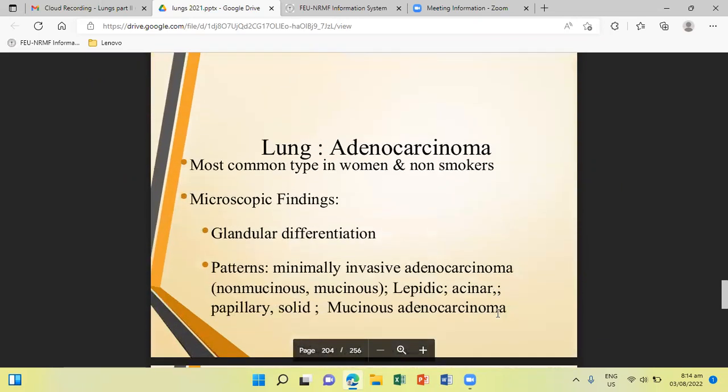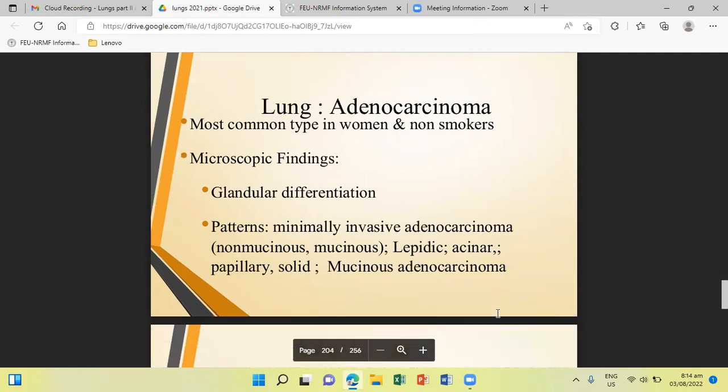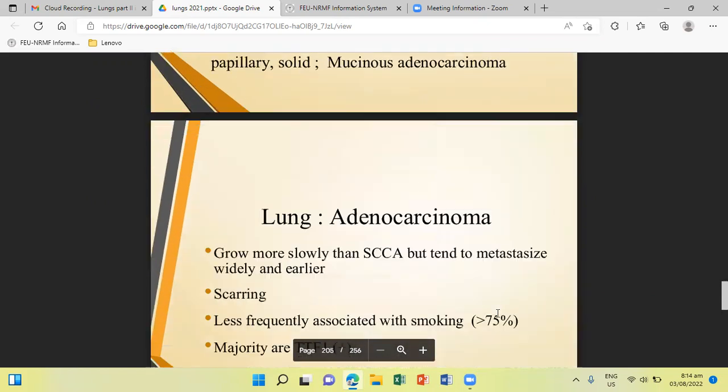So, another type that's common is adenocarcinoma. From the term itself, you will see that this time you are expecting glands. Okay.